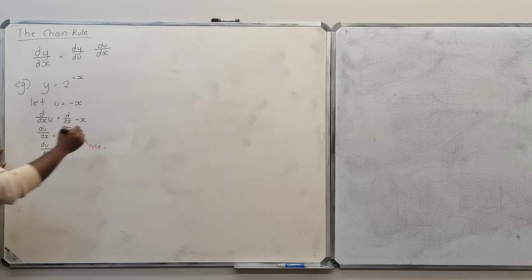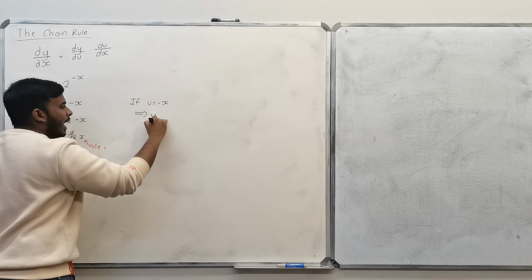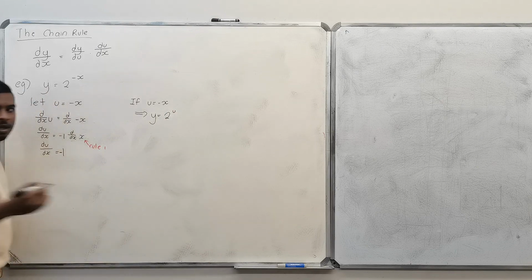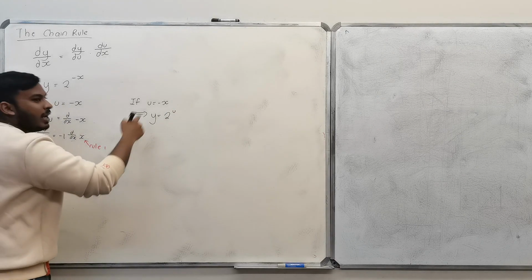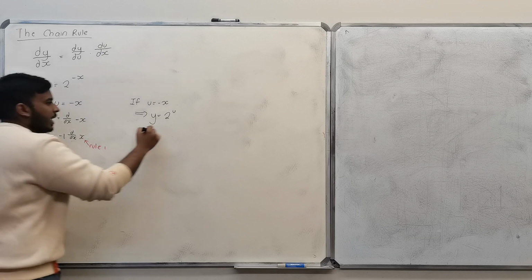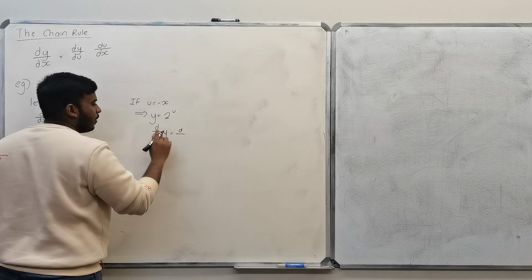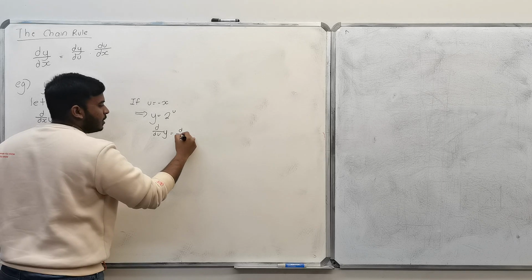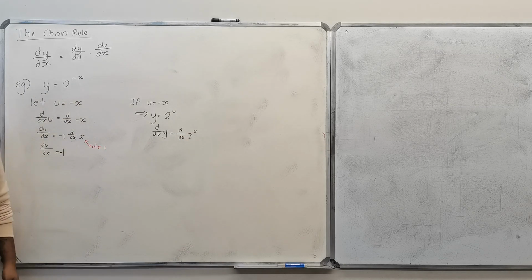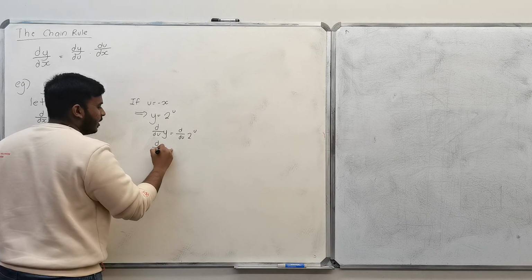Okay, now if u is equal to minus x, this implies that y is equal to 2 to the power u. So now let's derive equation y with respect to u, because u is your independent variable. So dy over du is equal to d over du of 2 to the power u.